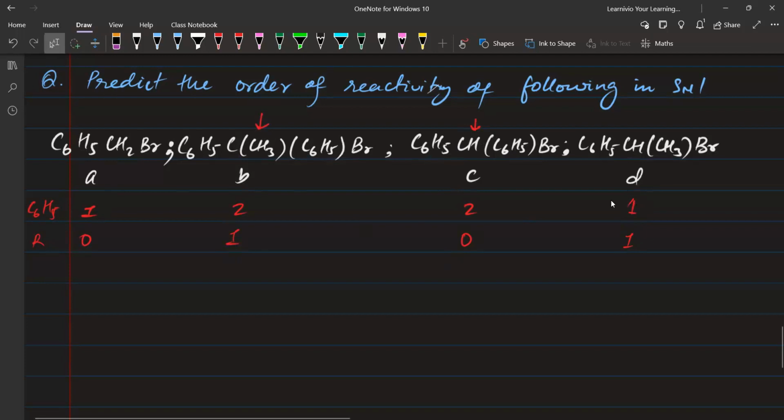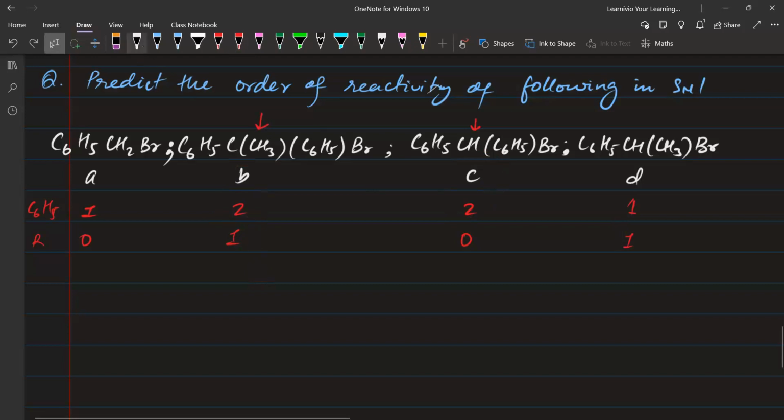Now, first what do we look at, C6H5 or the alkyl group? C6H5. So according to C6H5, which will be the fastest out of the four? B and C, because B and C have two C6H5.